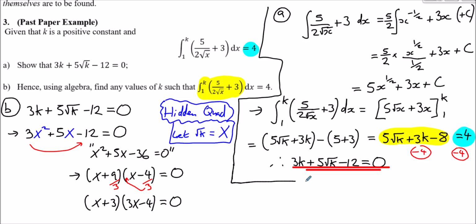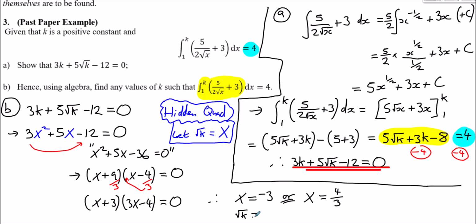And so now we're trying to solve for the values of x. For this bracket, big X equals minus 3, or if the other bracket were equal to 0, 3x minus 4 would equal 0, so x would have to be equal to 4/3. But of course, big X was actually the square root of k. So either the square root of k is minus 3, or the square root of k is 4 over 3.